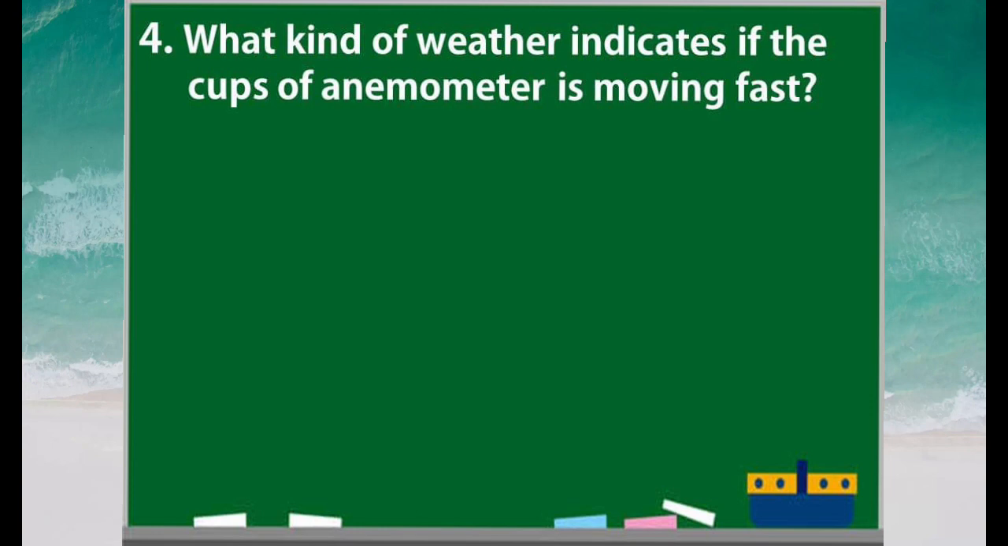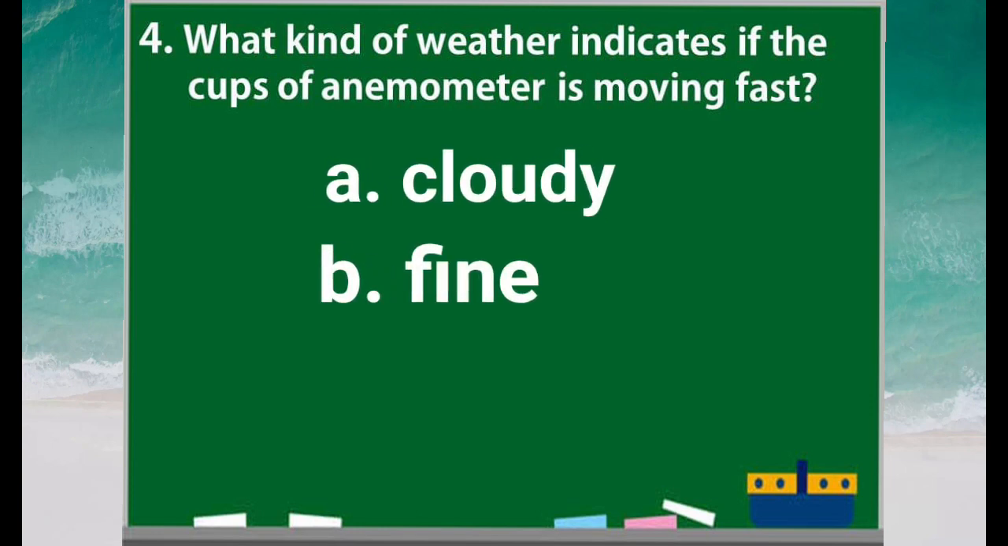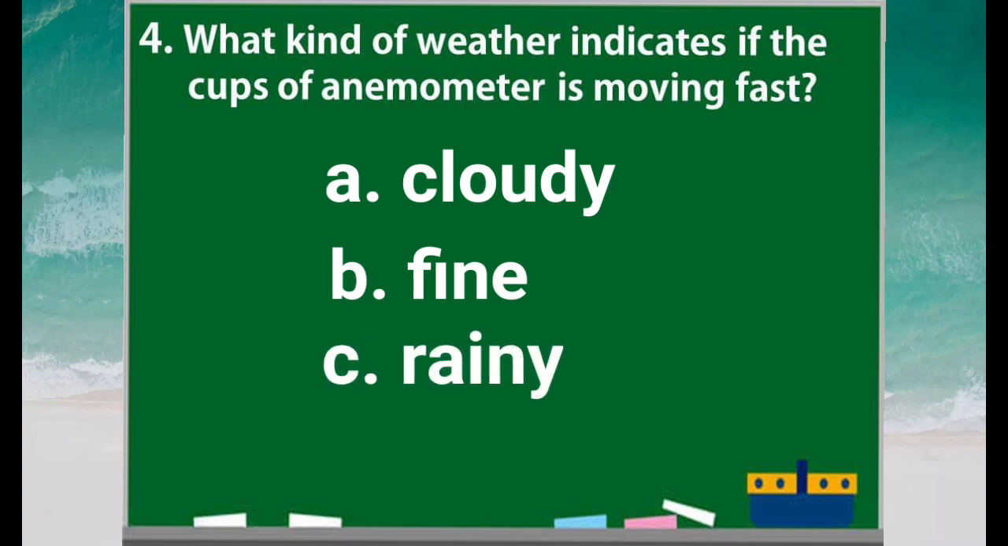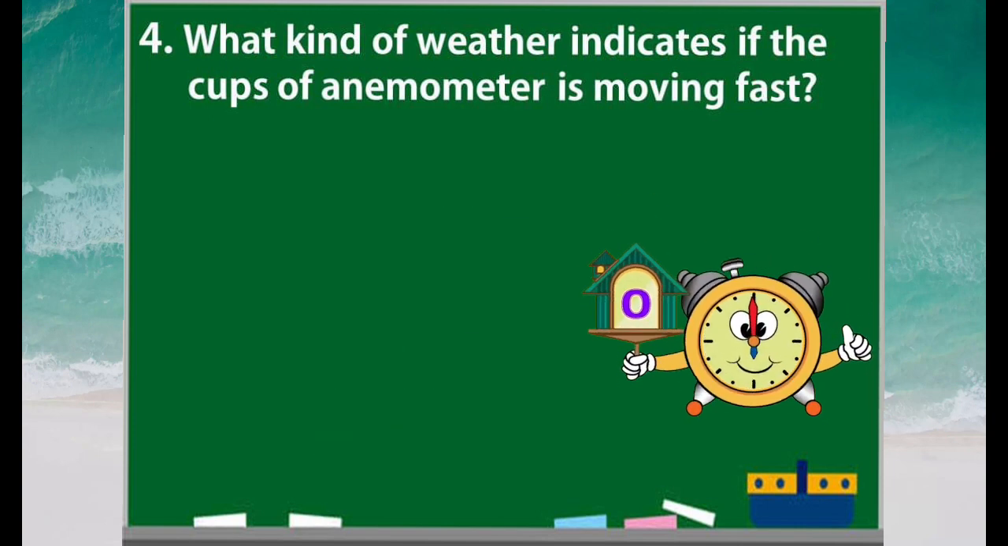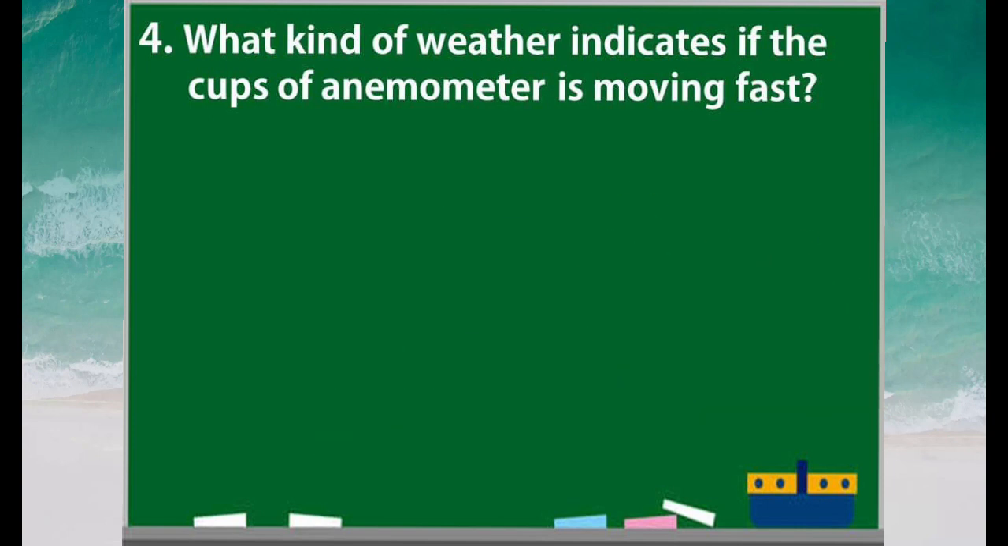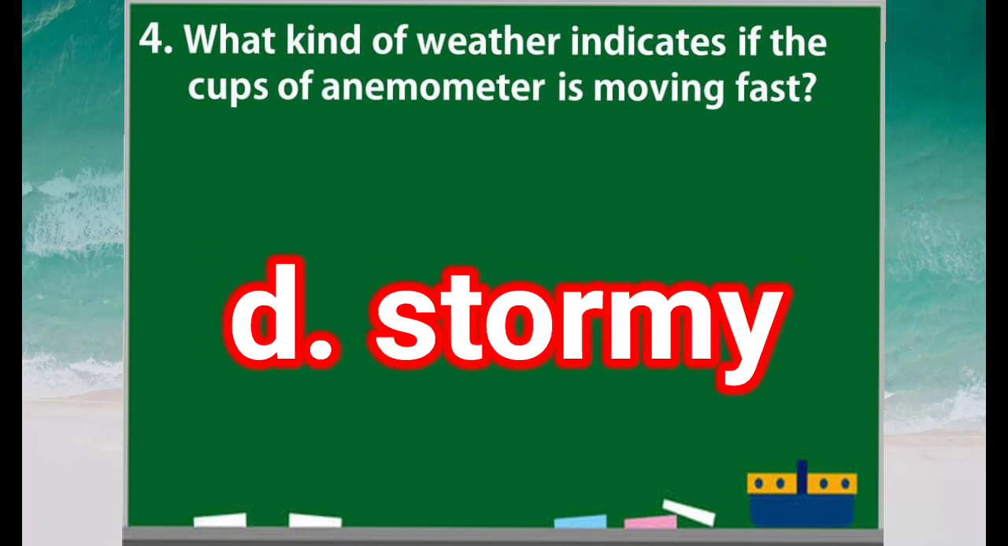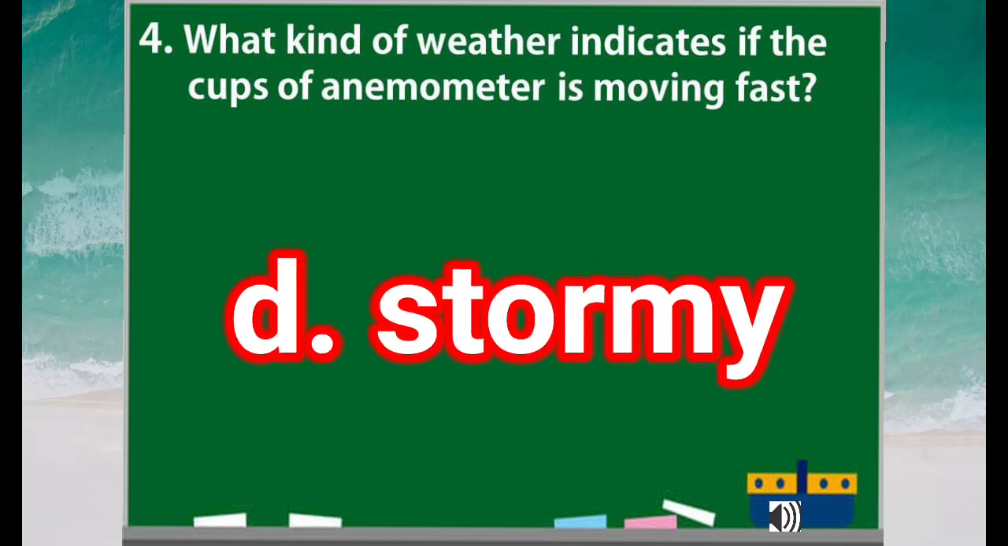Number 4. What kind of weather indicates if the cups of an anemometer are moving fast? A. Cloudy. B. Fine. C. Rainy. D. Stormy. Timer starts now. Time is up. What is your answer? The correct answer is letter D. Stormy. Awesome!